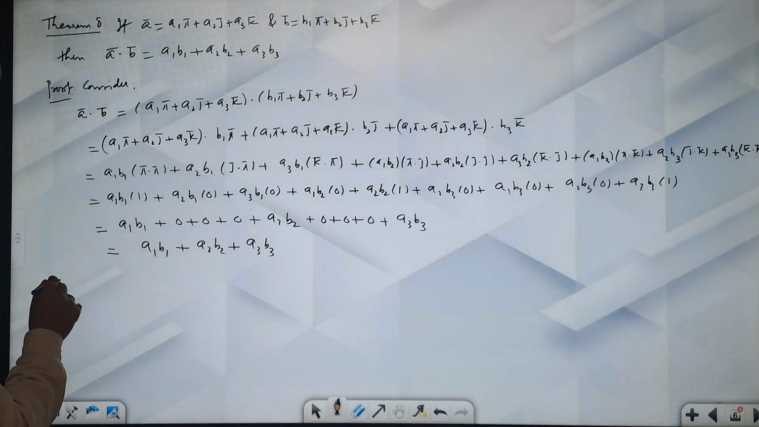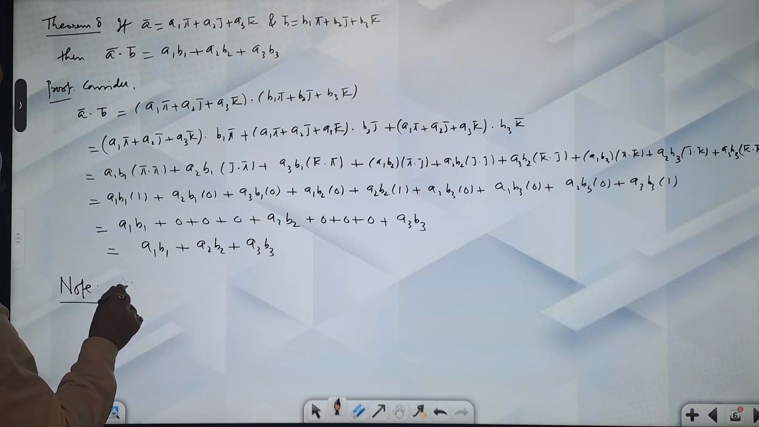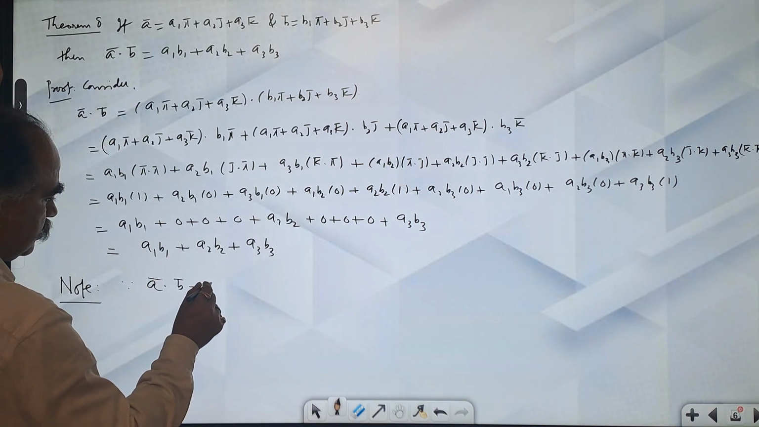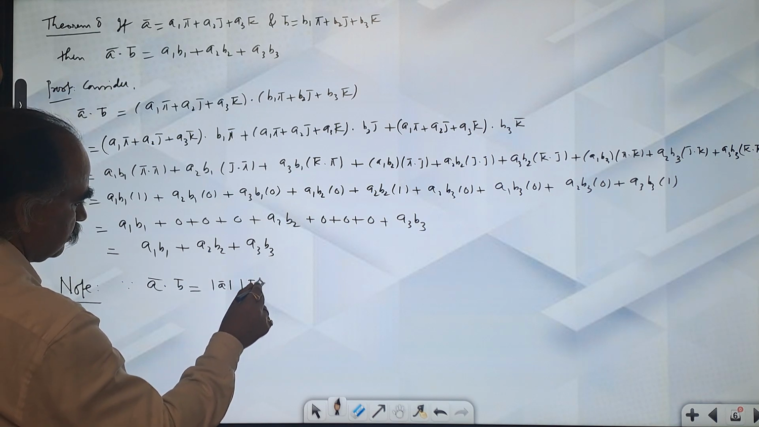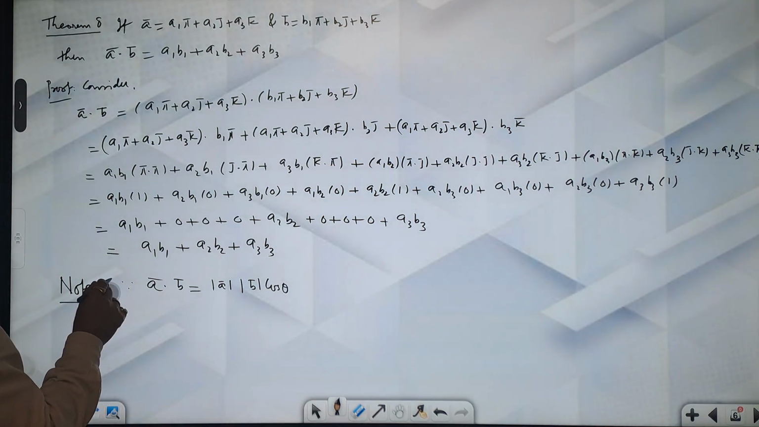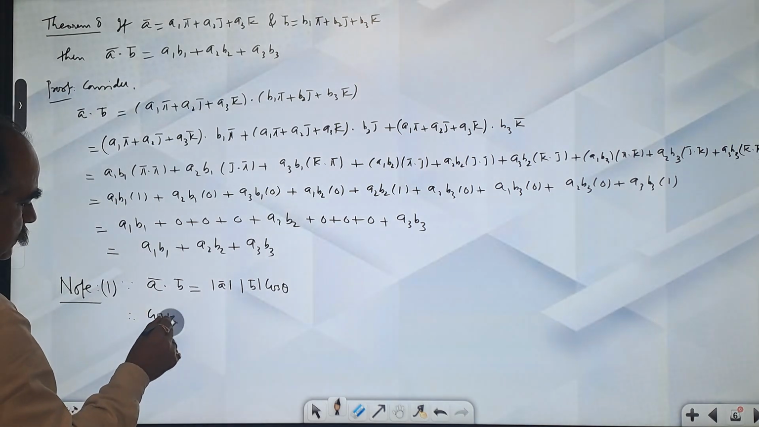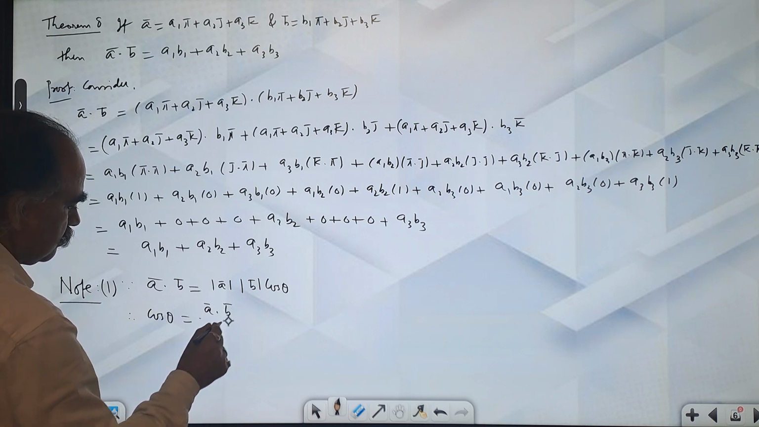One note is there. Since a bar dot b bar is equal to mod a bar mod b bar cos theta, what is cos theta? A dot b upon mod a bar into mod b bar.